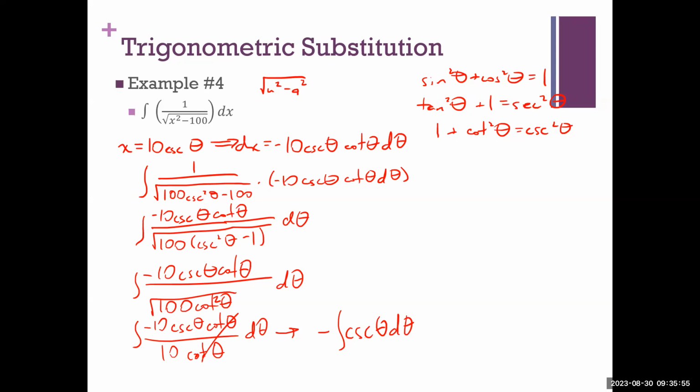Go ahead. Similar to our trigonometric ones. Honestly, I don't remember. So here is what I am finding: the negative natural log of cosecant theta plus cotangent theta, plus C.